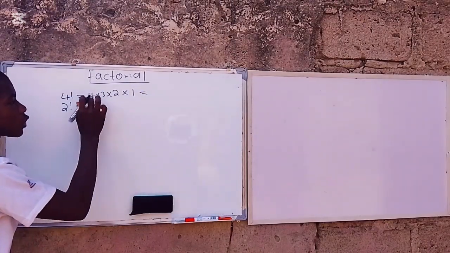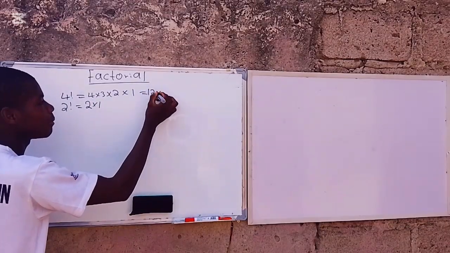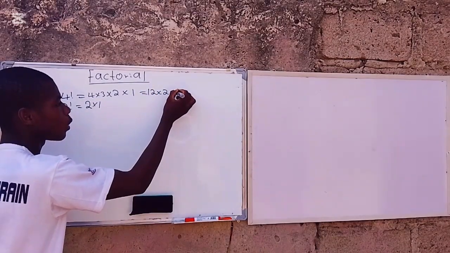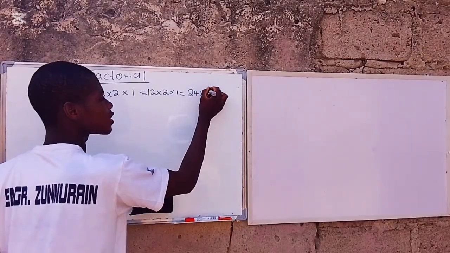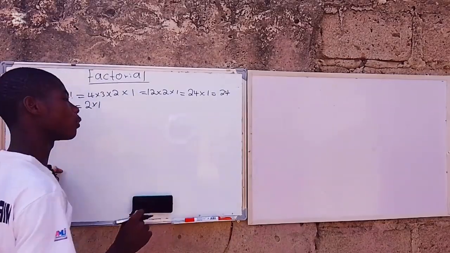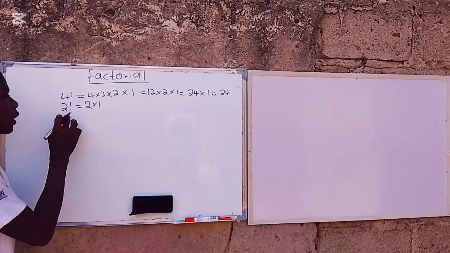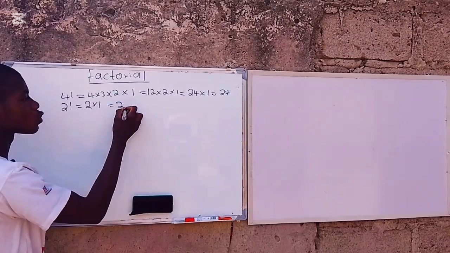So the 4 factorial shall now be 4 multiplied by 3, which is 12, multiplied by 2, multiplied by 1. 12 times 2 is 24, times 1, and therefore 24 times 1 will give you 24. What is 2 factorial? 2 factorial is 2 times 1, so this should now be 2.